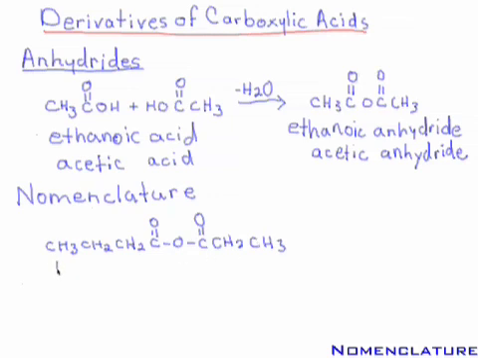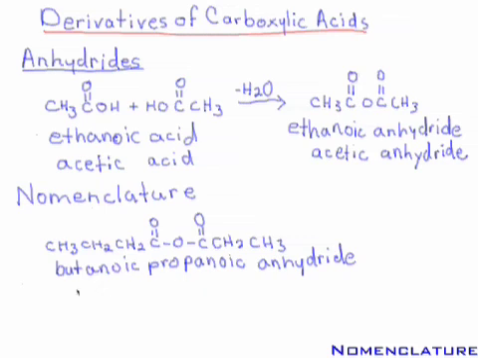In this case, you name both acids, butanoic propanoic anhydride. And in IUPAC nomenclature, you attempt to remain alphabetical in your arrangement of the names.